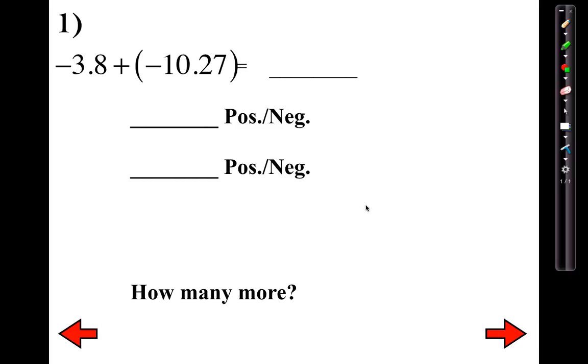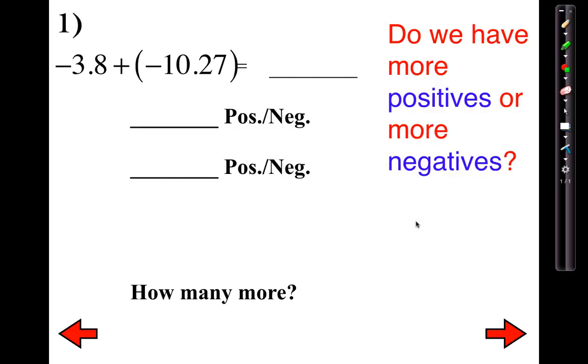The very first question you always want to ask yourself when adding or subtracting is, do we have more positives or do we have more negatives? Well, let's take a look. I have a negative here and negative here, which means all I have are negatives. So to answer that question, I'm going to say we definitely have more negatives. But the question is, how many negatives do I have exactly? Well, let's take a look.